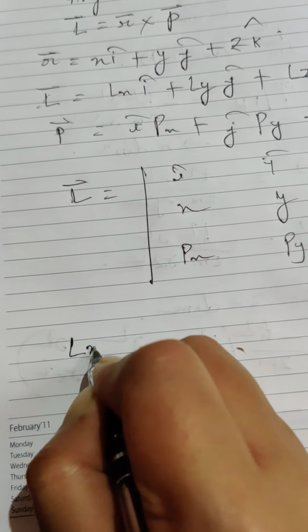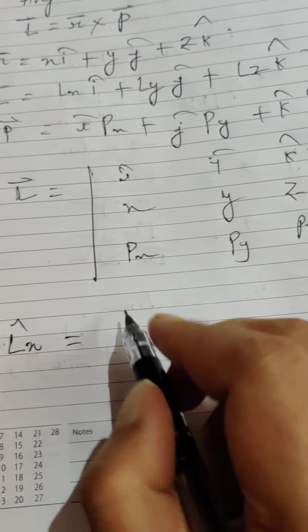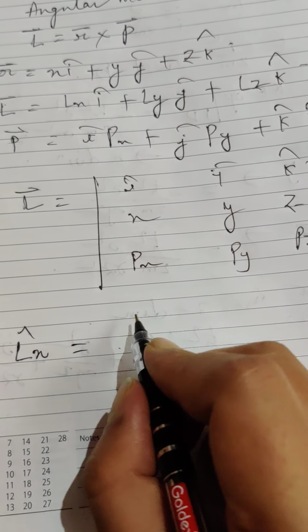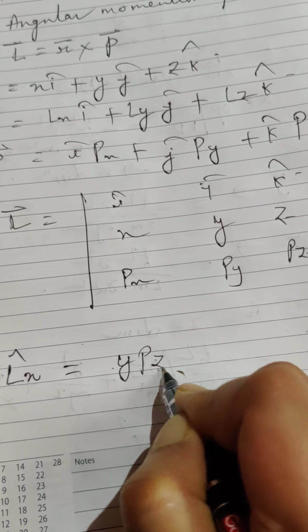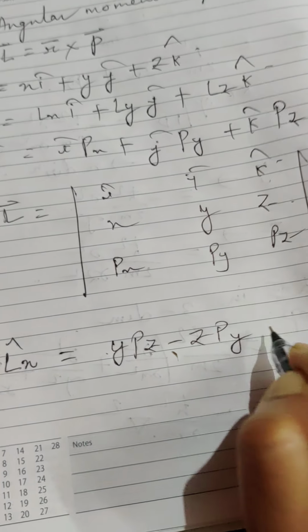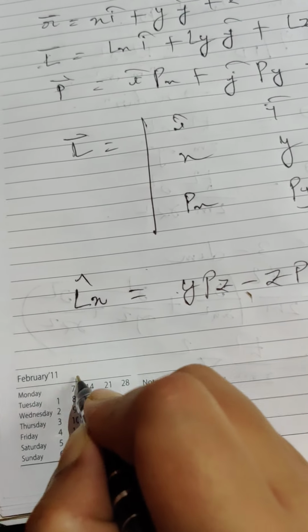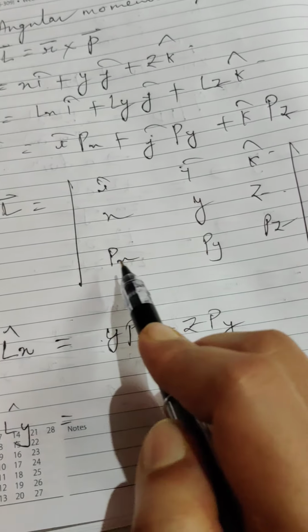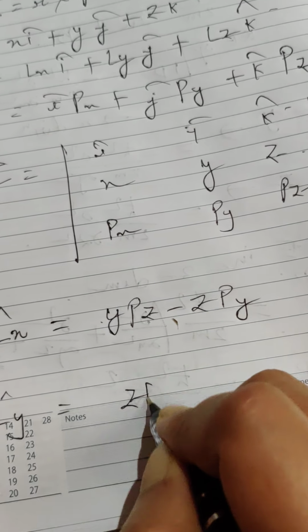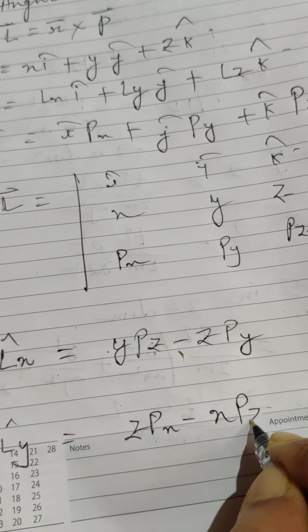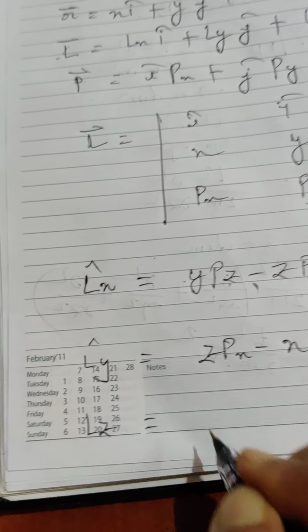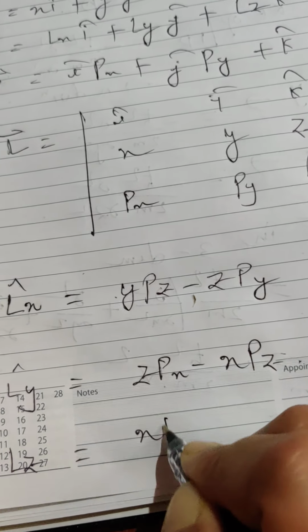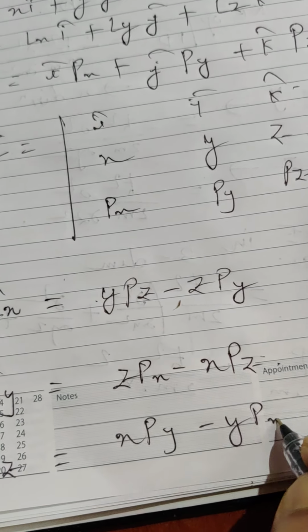So Lx equals what? Lx equals y pz minus z py. Ly equals what? Ly equals z px minus x pz. And Lz equals what? Lz equals x py minus y px.